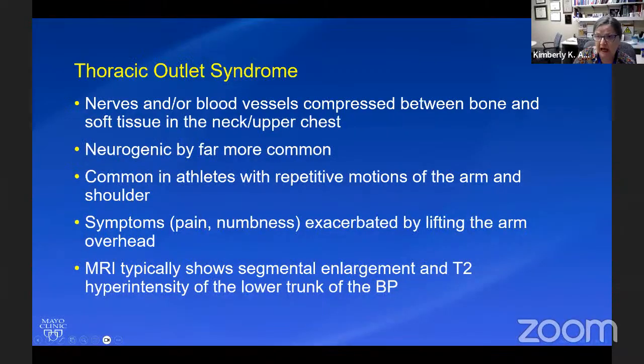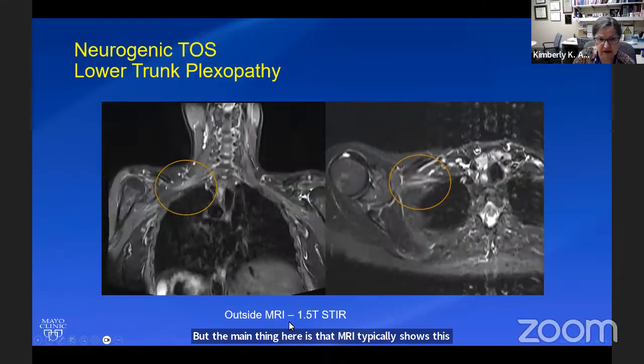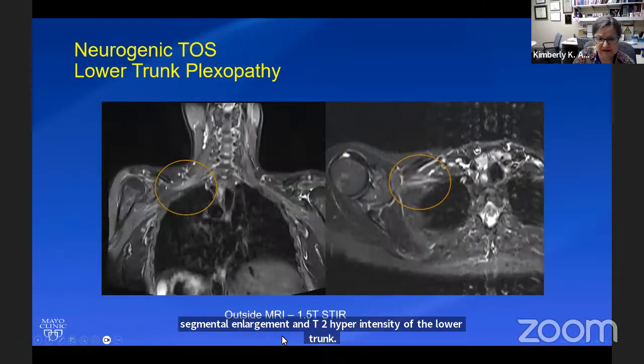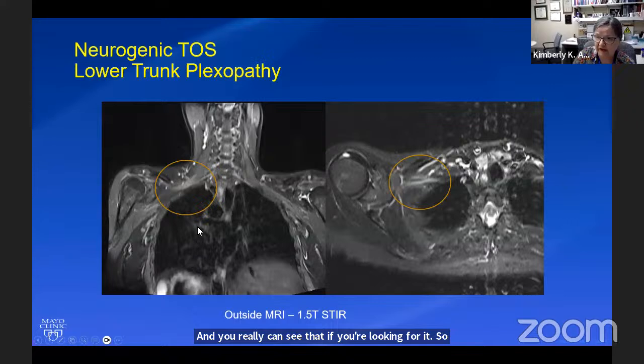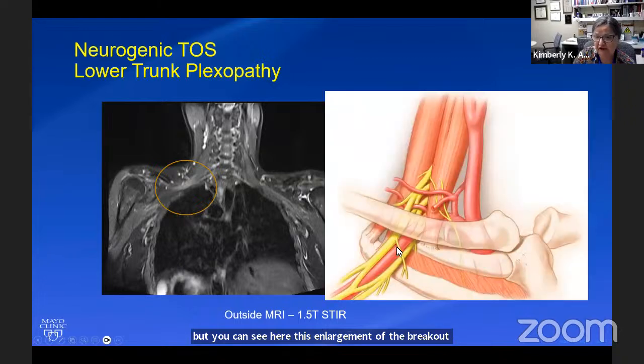of the lower trunk. And you really can see that if you're looking for it. So this is just an example, and this is an outside exam. It's a 1.5T STIR exam, not what we would typically do, but you can see here this enlargement of the brachial plexus, T2 hyperintense, same thing here on the right side, and that just corresponds to exactly what we see on the drawing. And again, this is really common to see that focal segmental enlargement in T2 hyperintensity, and in the right clinical setting, that's really all you need.